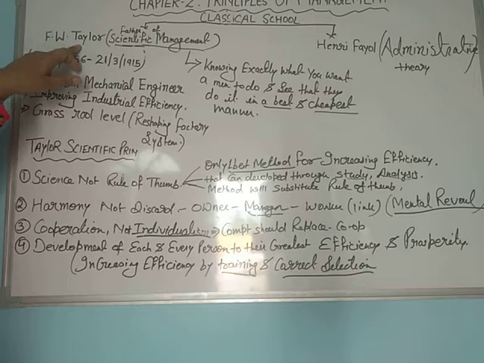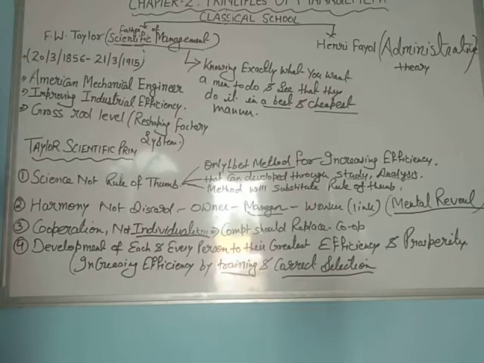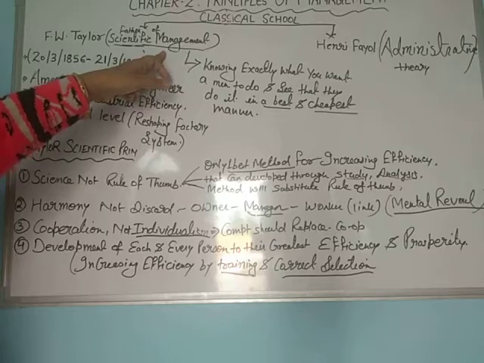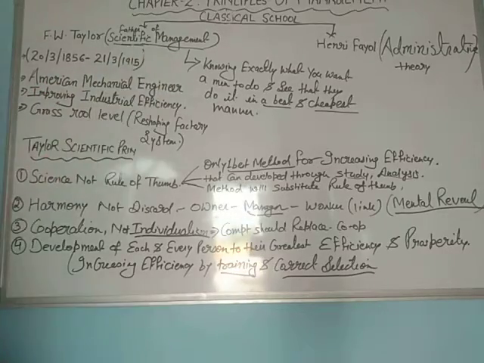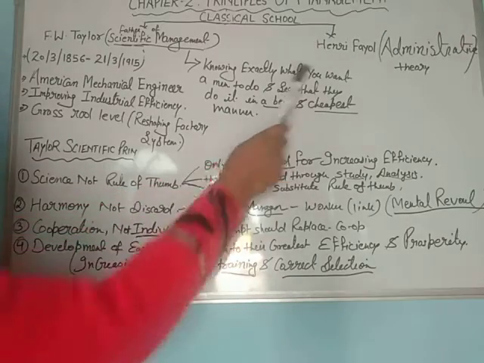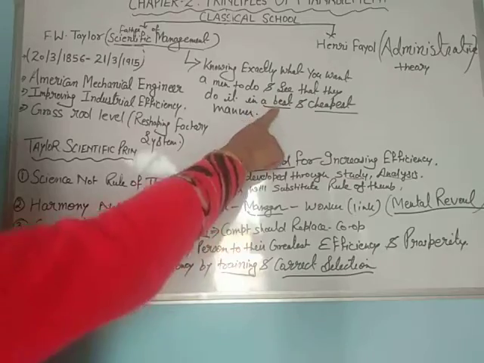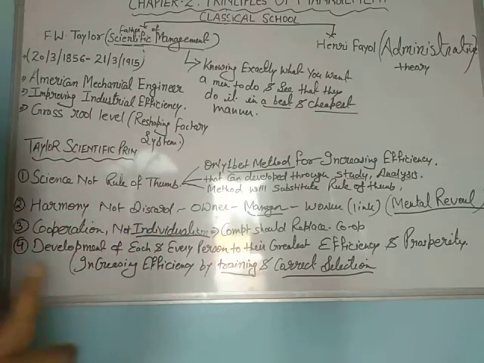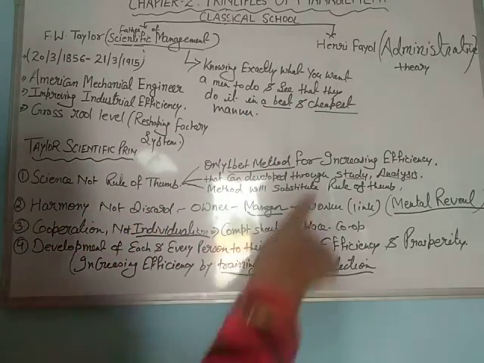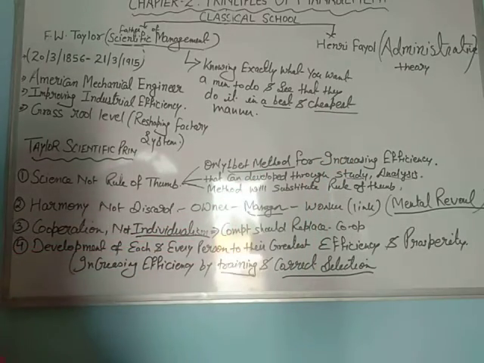Because he was the one who discovered scientific management theory first, he was also called the father of management. Scientific management means that a manager should know exactly what he wants a man to do, and then see that they are doing it in the best and cheapest manner. Best means there is one best manner of doing work through which you will increase productivity, and cheapest means using optimum utilization of resources.